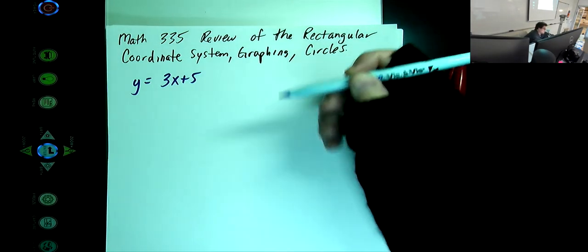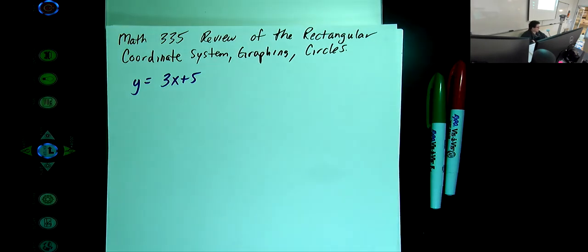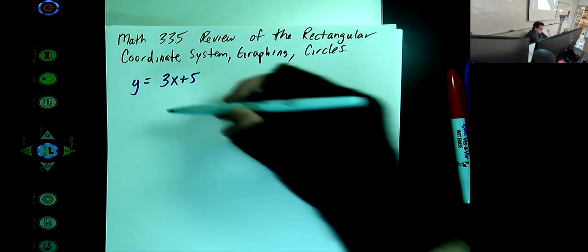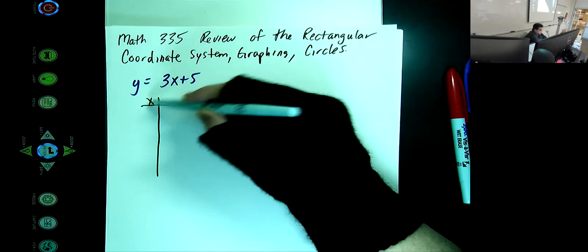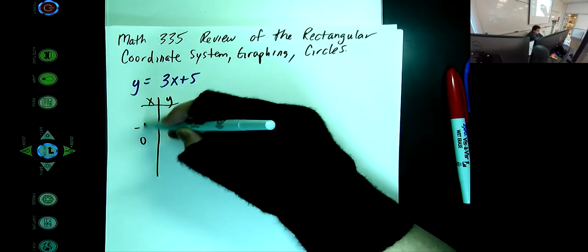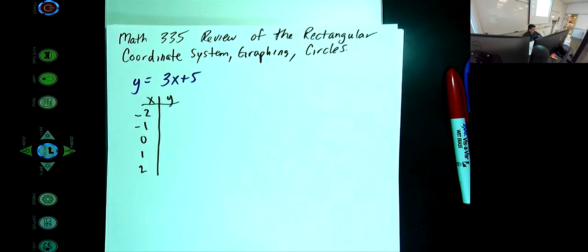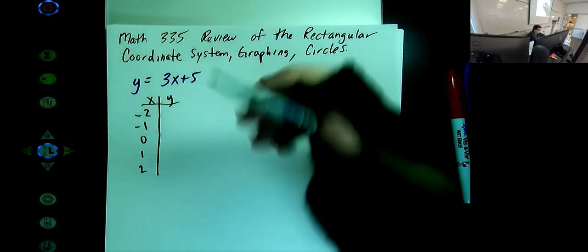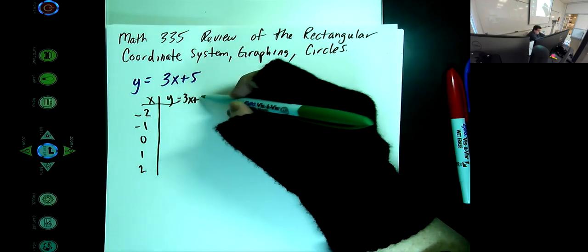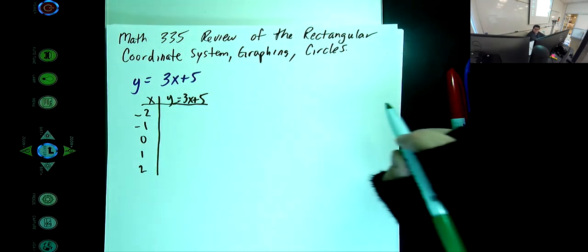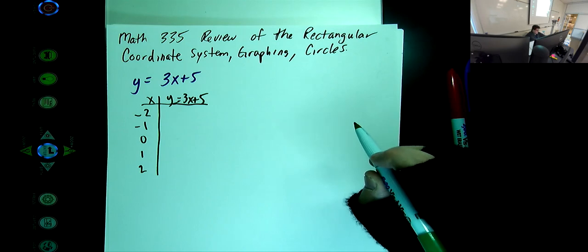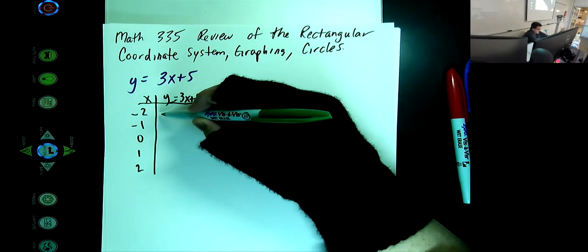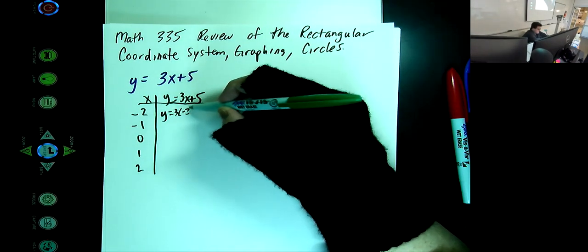So unless you have a good reason otherwise, and we will get to good reasons otherwise next week, you kind of want to center your graph around 0. And we're going to evaluate each of the points we pick around 0 in the equation. So if I stick in -2, I've got y equals 3 times -2 plus 5.